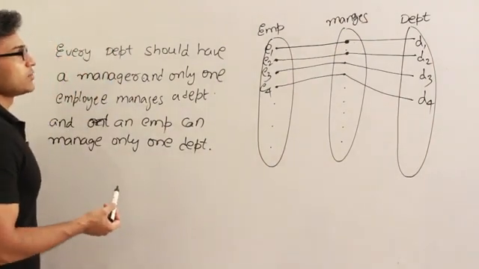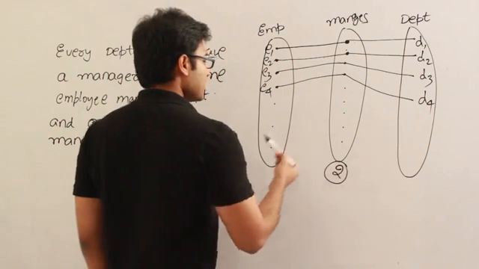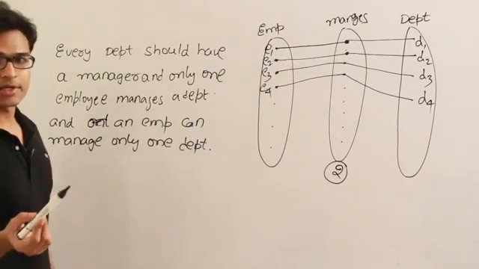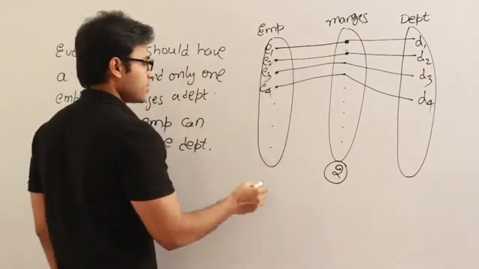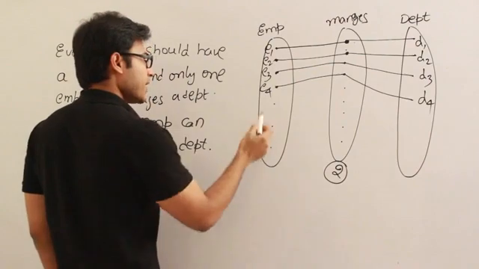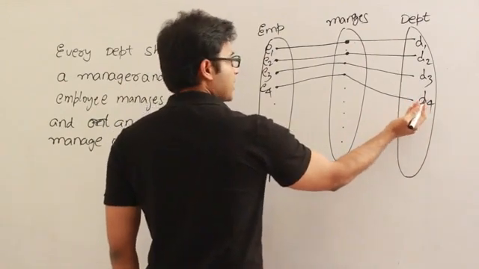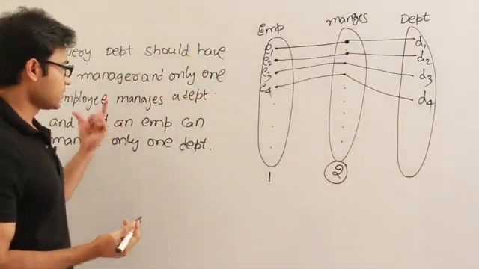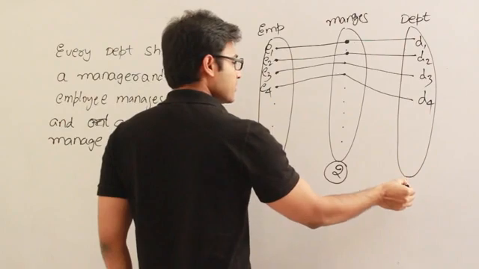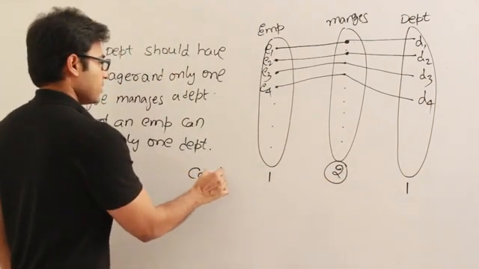Now let's see various factors here. What can you say about the degree of the relationship? How many entities are participating? 2 entities, so the degree is 2. Then what about the cardinality? Cardinality is the maximum number of relationships in which an entity can participate. What is the maximum number of relationships in which this entity can participate? Only 1, because an employee can manage only one department. What about this one? A department has to be managed by at least one and exactly one employee, so the maximum cardinality is 1. So the cardinality here is 1 and the cardinality here is 1. This is the cardinality ratio.